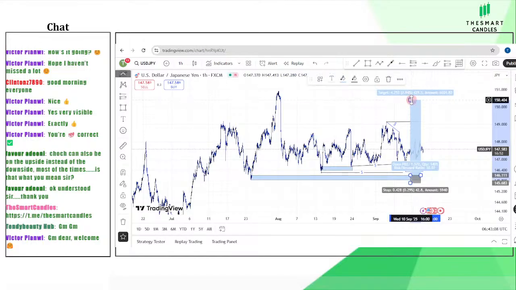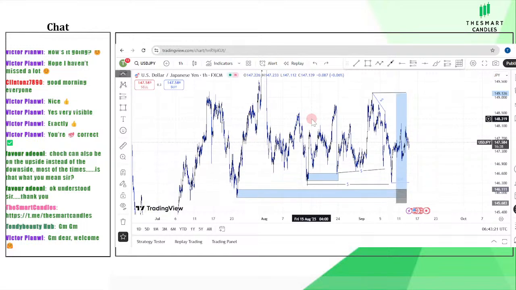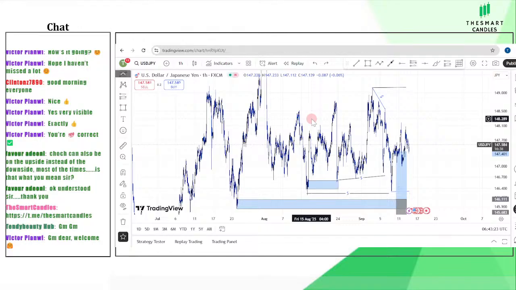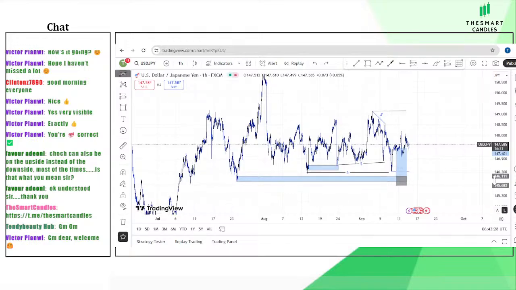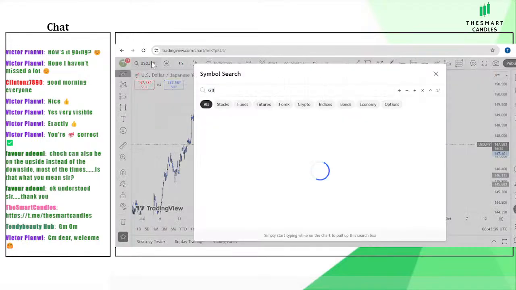But 1:3 is a very good one for me. So let's return this to a 1:3 bias. I actually want to see this 1:3. I'm very, very okay with it. I'm okay with the trade. But if I see reasons to ride the trade to 1:7, I'll be moving my break even in accordance with that. So let's look at GBP JPY.